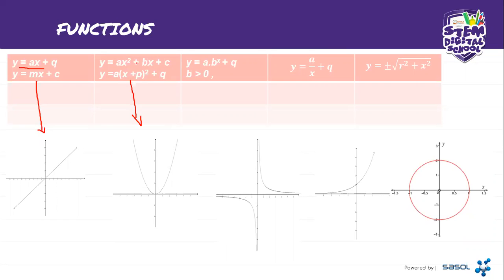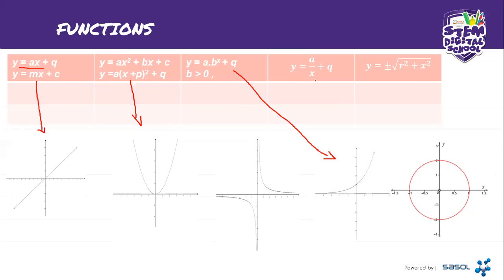So you can see that the parabola is given in different ways. The first one is y = ax² + bx + c. Another form is y = a(x + p)² + q, right? And then we have this one, which is the exponential, right? So the exponential is this graph here. You can see this is the exponential graph, right?